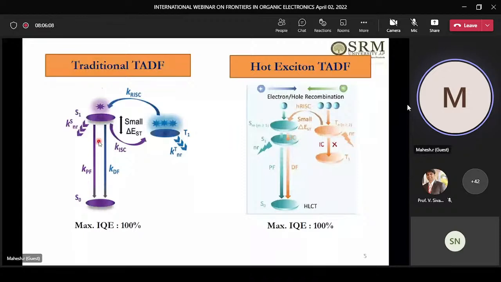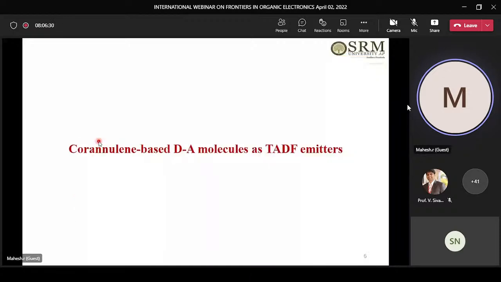So what I'm going to do today is, by taking some examples, demonstrate what the important factors are that one should keep in mind while designing TADF materials to achieve both the traditional TADF mechanism as well as the hot exciton TADF mechanism. So let me start with the traditional TADF emitters, where we used quinoline based donor acceptor molecules as the TADF emitters.